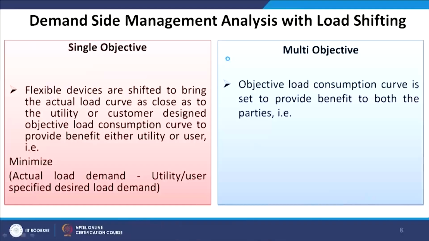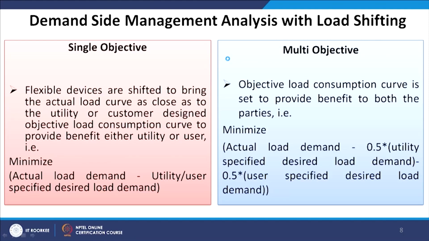In case of multi objective, the objective load consumption curve is said to provide benefit to both the parties, that is utilities and customer. What we do is we like to minimize the actual load curve minus 50% weightage to the utility specified desired load demand and 50% weightage to the user specified desired load demand. So, partially 50% objective will be satisfied by the utility and 50% goal will be satisfied by the customers. So, you try to balance between these two and hence the benefit can be shared within these two.